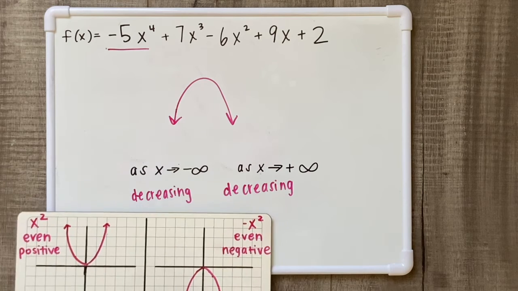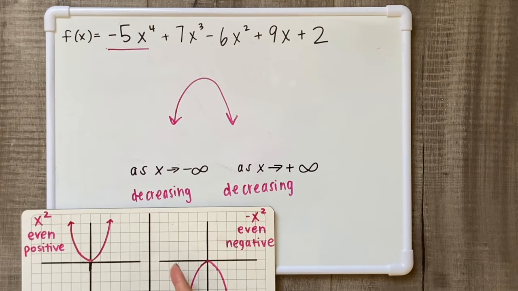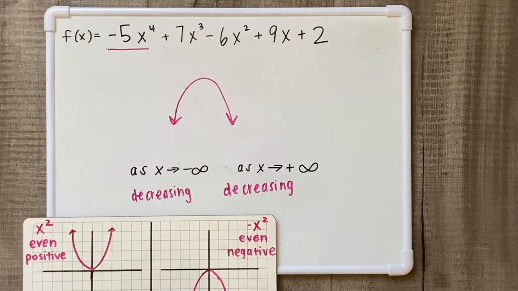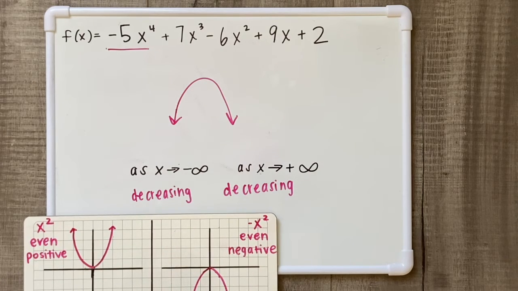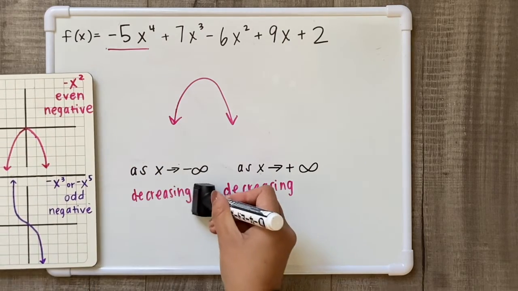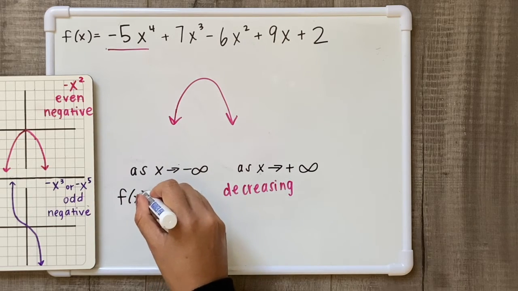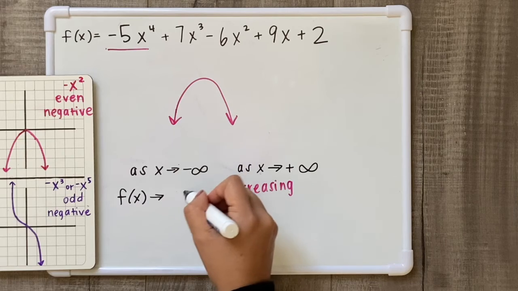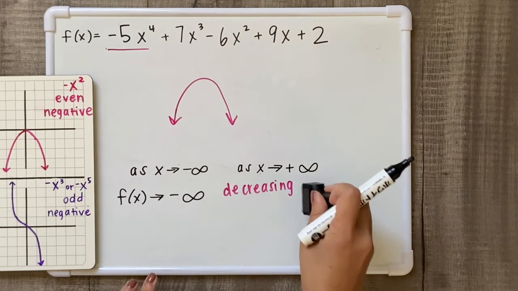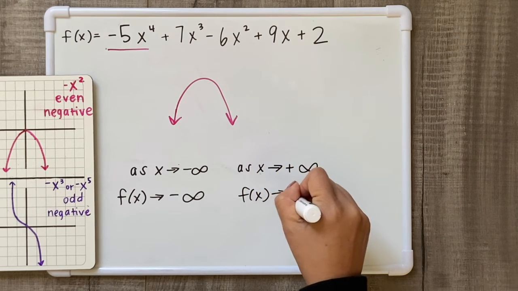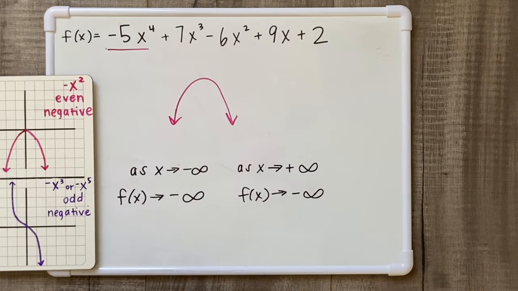So again, that has to do with what's happening on the left side as x is approaching negative infinity and what's happening on the right side as x approaches positive infinity. And then because we know it's decreasing, instead of just writing decreasing, you're going to write it as f of x, which is the function, approaches negative infinity, because it's decreasing on the left and it's decreasing on the right.